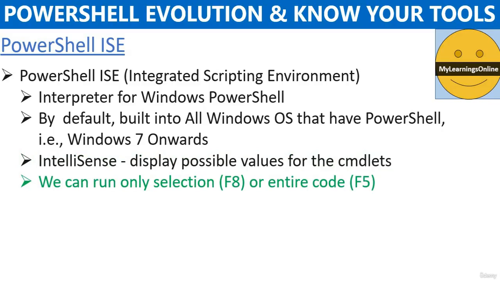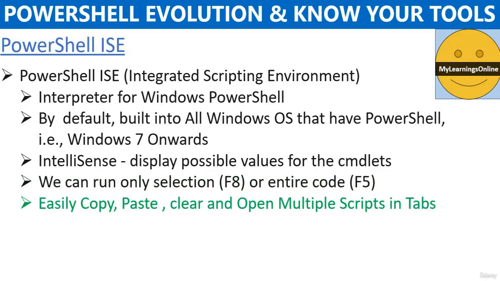If we have written multi-line code in the script pane of PowerShell ISE and need to run a specific portion of that code, we can run that selection by using a button provided in the GUI of PowerShell ISE, which we will see in just a few minutes, or by using the F8 key as a keyboard shortcut. Also, if required, we can run the complete code using the button provided in the GUI, or by using the F5 key as a shortcut. We can easily copy, paste, or clear the text in the console.